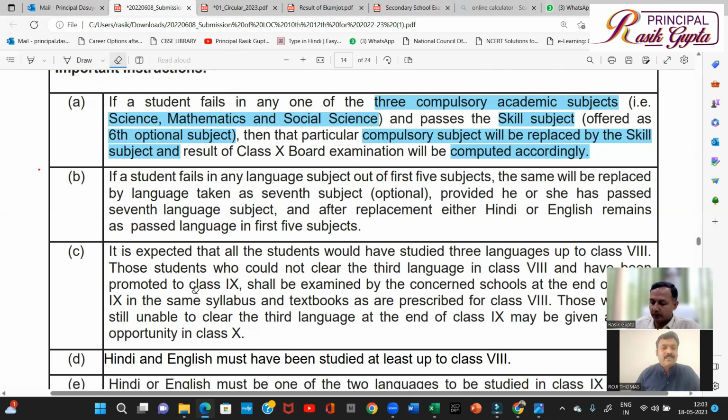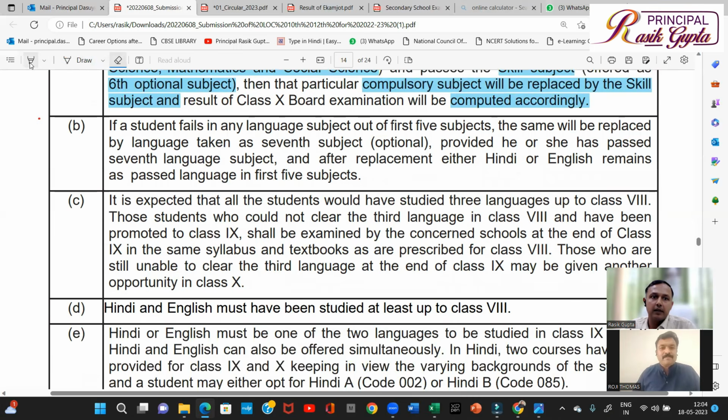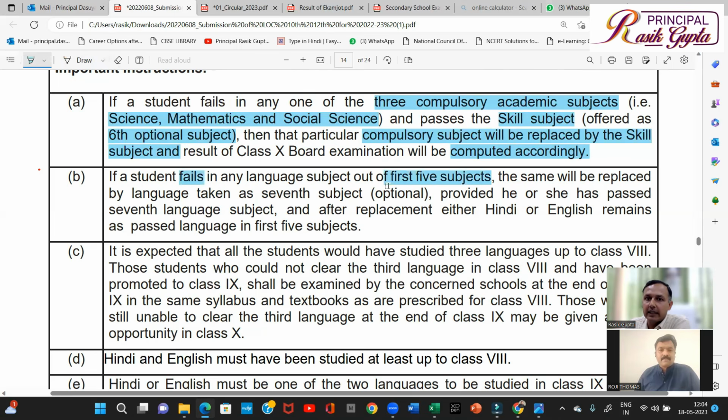Similarly, coming to the next point, B, the same thing is written regarding languages. Absolutely. Let me read it once. If a student fails, again, the word is fails, in any language subject out of the first 5 subjects, the same will be replaced by the language taken as 7th subject, which is optional. So the replacement of 3 compulsory subjects is with the skill subject, which is the 6th optional, and replacement of languages is with the 7th subject.